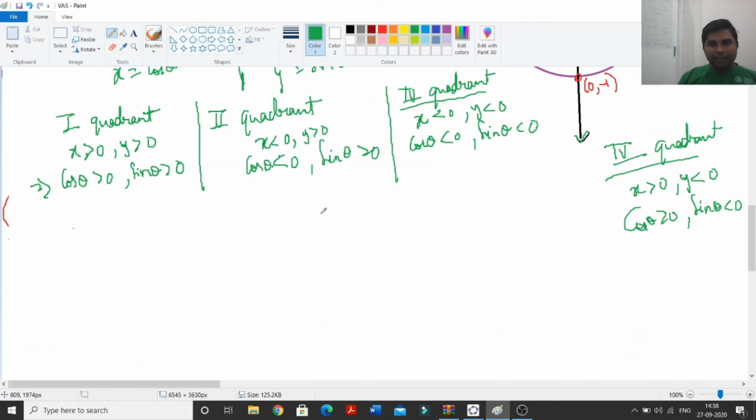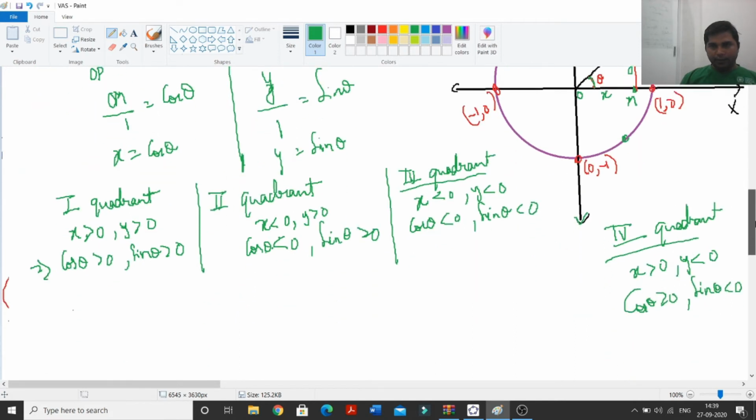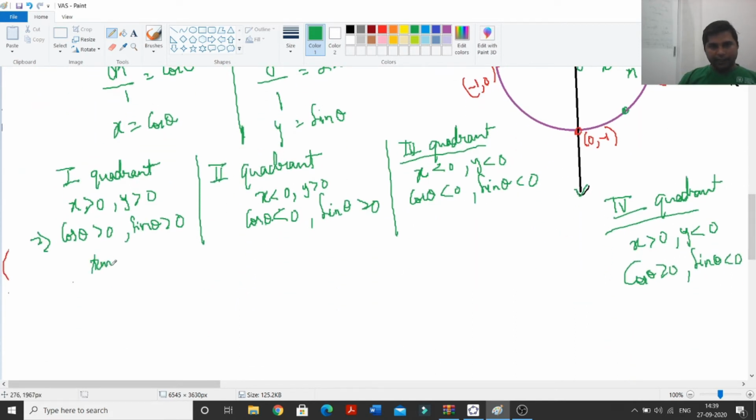And you know about tan theta, right? Let me explain the tan theta. If you find tan theta from here, tan theta will be y over x. So here y and x both are positive, that's why tan theta will be positive. In the second quadrant, y is positive but x is negative, that's why it is negative, because it is y over x, positive divided by negative is negative.